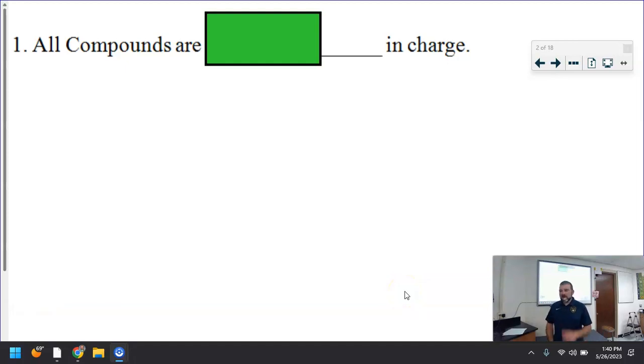Hey, chemistry folks. Today I'm going to be running through the 65's from unit number 1. So if that's what you're looking for, you've come to the right place.